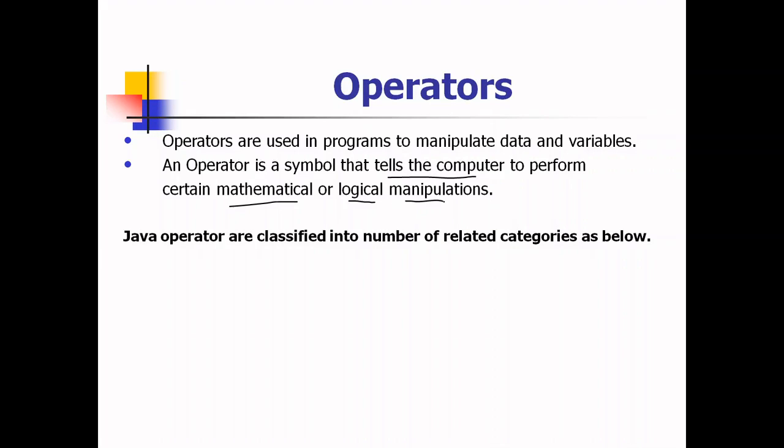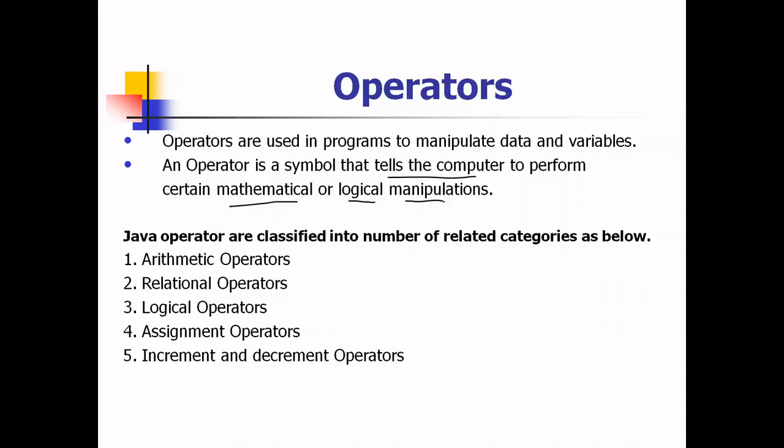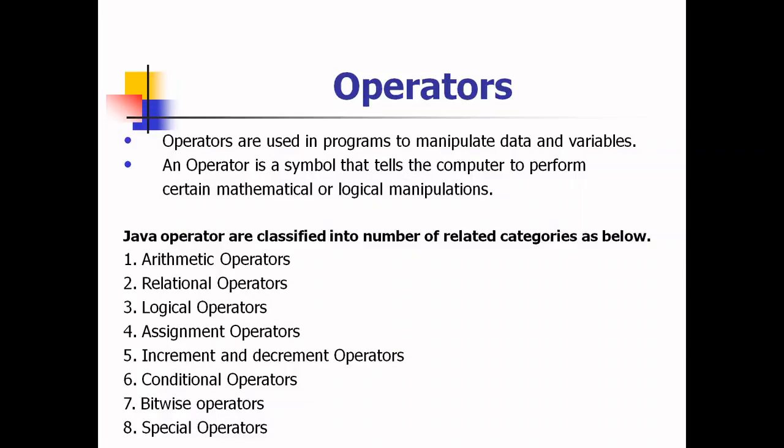Java operators are classified into different categories. These categories are arithmetic operators, relational operators, logical operators, assignment operators, increment and decrement operators, conditional operators, bitwise operators, special operators. So let's study one by one these operators in brief.